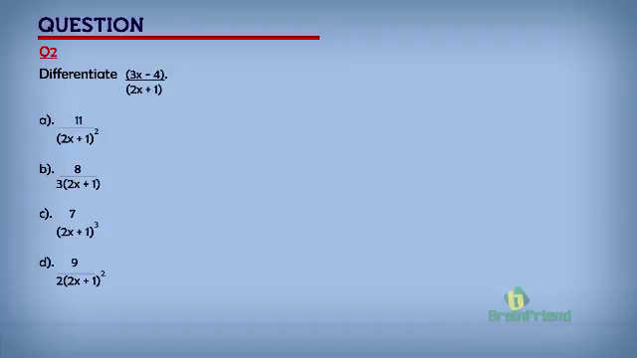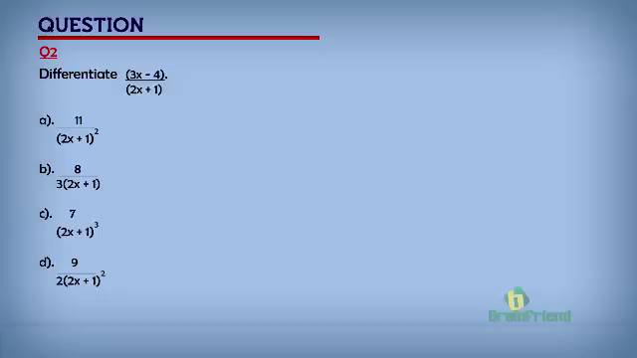Our second question here, without taking too much of a glance, we know that this question has to do with a quotient. We have a division. So what rule will we use to solve this? We use the quotient rule. Our question says differentiate 3x minus 4 all over 2x plus 1. Let's solve this quickly using our quotient rule.